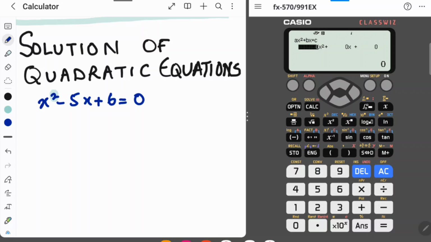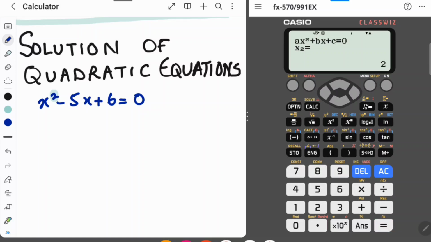The coefficient of x square is 1, the coefficient of x is -5, and the constant is 6. Remember, it should be equal to 0, with everything arranged in order: x square, x and the constant, then equals 0, and then you get the right answer. So first 1 equals, then -5 equals, then 6 equals, and then equals again. You can see the first answer, x equals 3, and x equals 2 is the second answer.